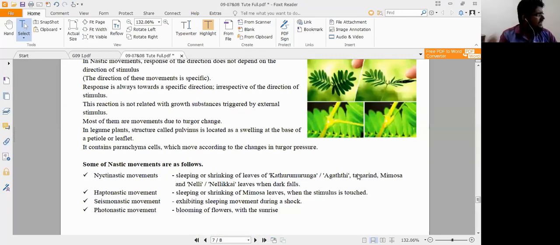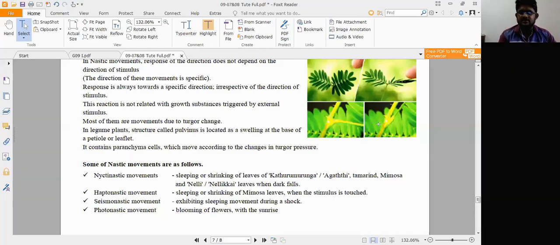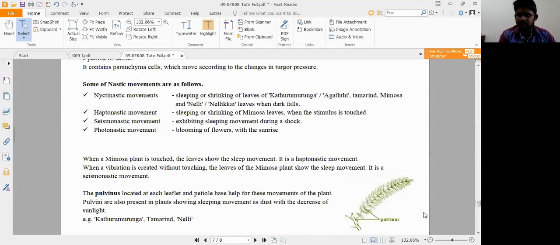In leguminous plants, bean-like families, beans or winged beans, these are leguminous plants. Okay, in leguminous plants, a structure called pulvinus is located as a swelling at the base of a petiole or a leaflet. So you see here, this is a diagram of a plant branch. These are the pulvinus. That means two leaflets are connected to one point. This point seems mostly swollen, like inflated. So we name it pulvinus, or pulvini in plural.